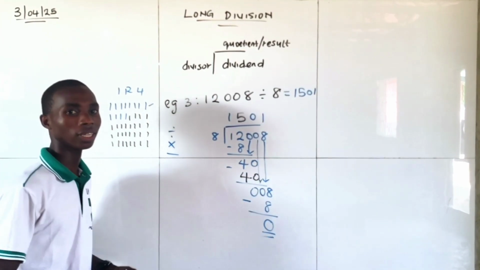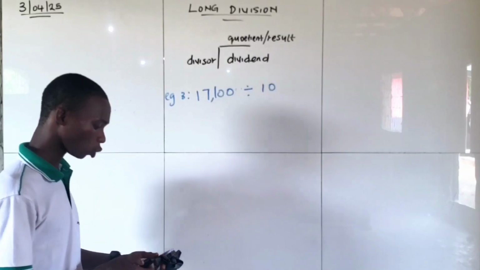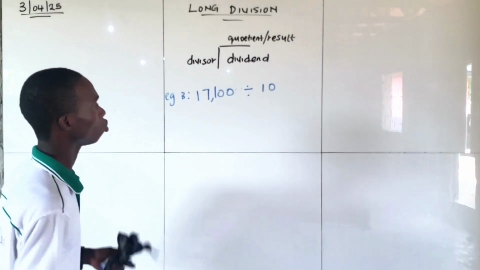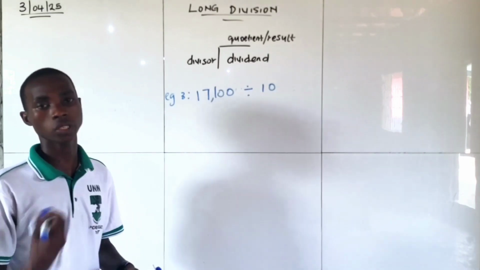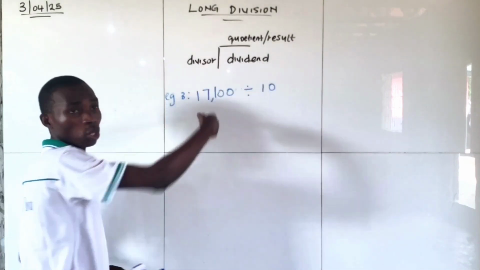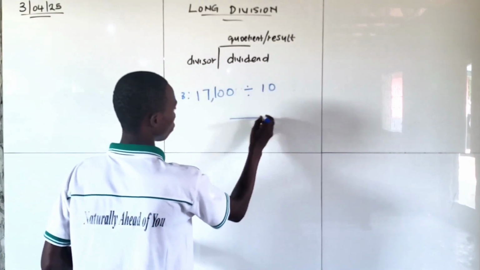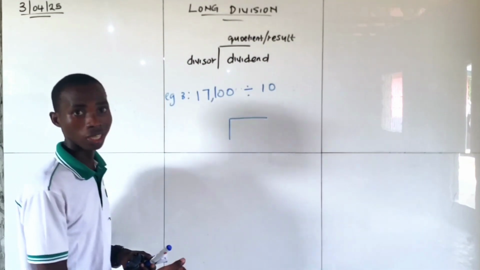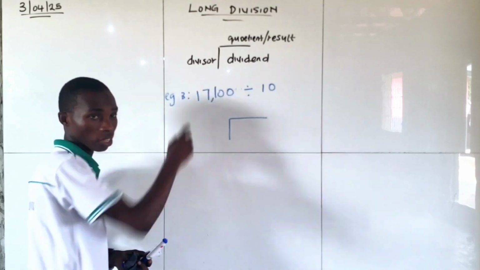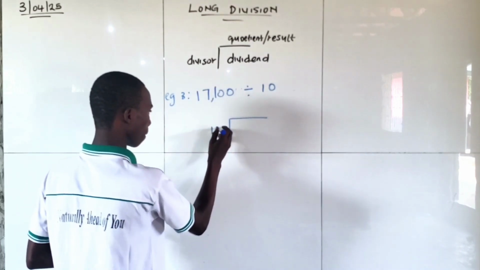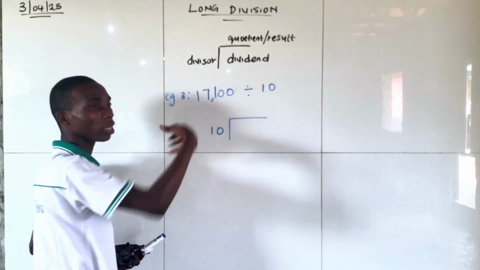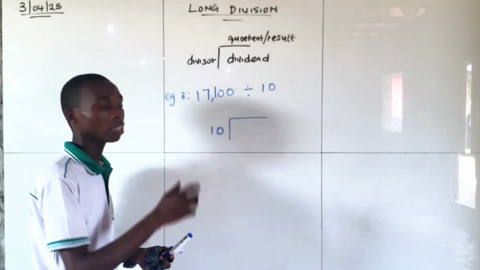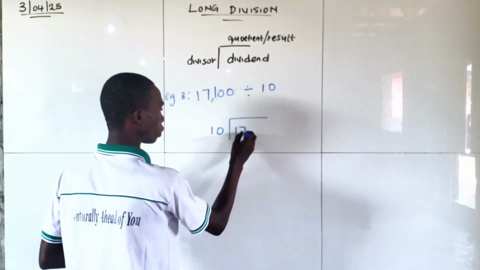So let's take the last example. So assuming we are given 70,100 naira divided by 10, how are we going to do it? Now, still follow the same process by using the division sign. And then the smaller number here is the 10. Use it as your divisor, so it will be outside here. And then the bigger number there, which is 70,100, is our dividend. You put it inside the division sign.